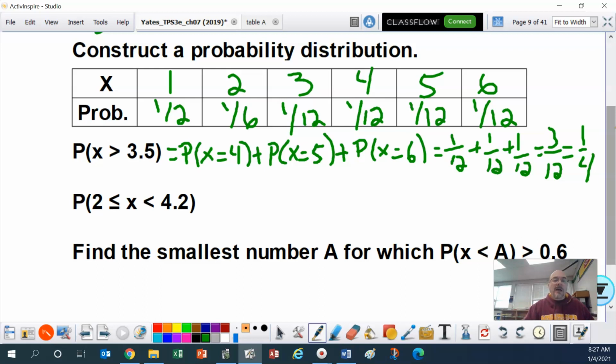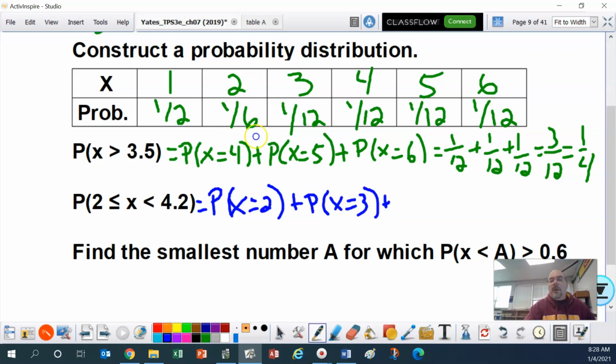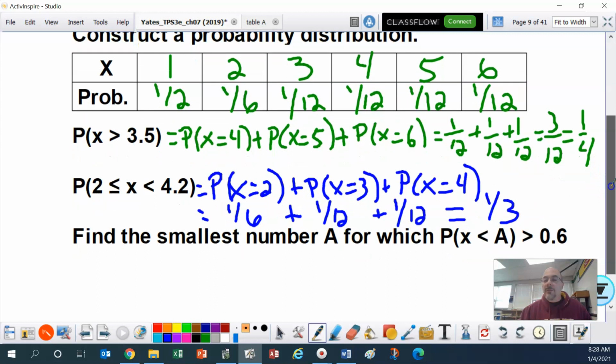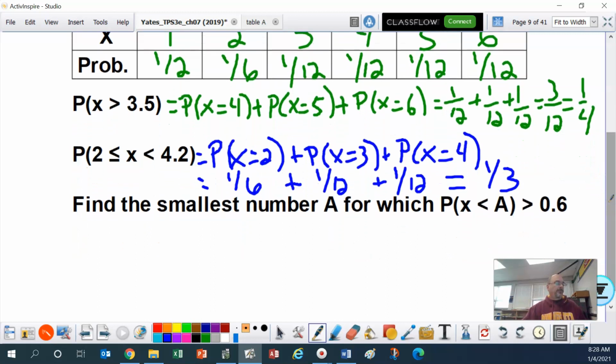Okay, the probability of a number from 2 to less than 4.2. Well, again, in this situation, what does that mean? That means the probability, now 2 is included, rolling a 2, rolling a 3, and rolling a 4. Okay, so this would be 1/6 plus 1/12 plus 1/12. And that is going to give us 1/3. Okay, I saved a little bit of time there on that one. If you add those up and reduce it, you should get 1/3.